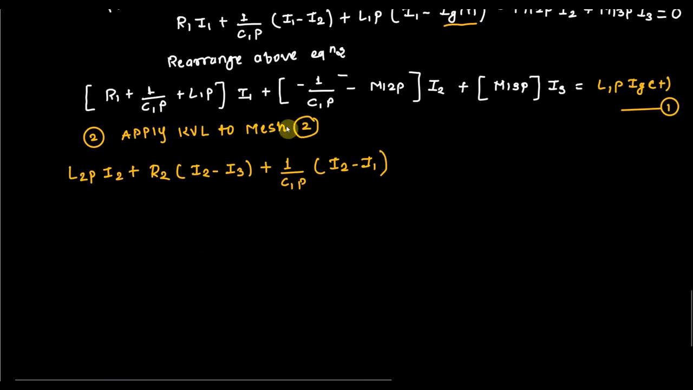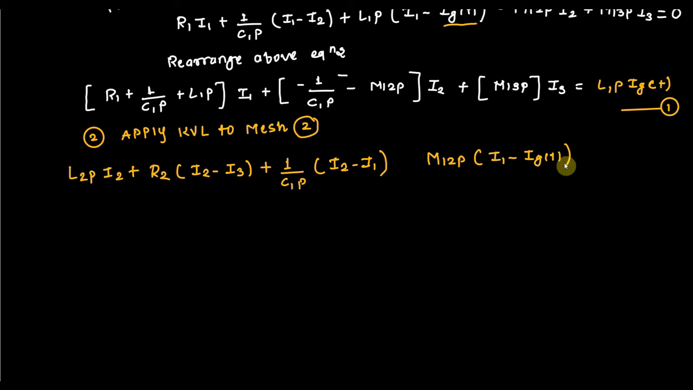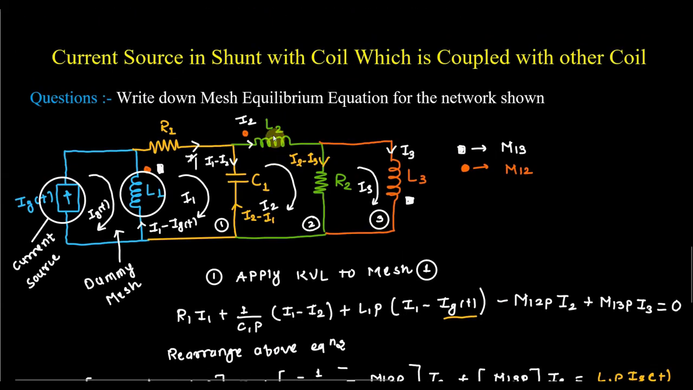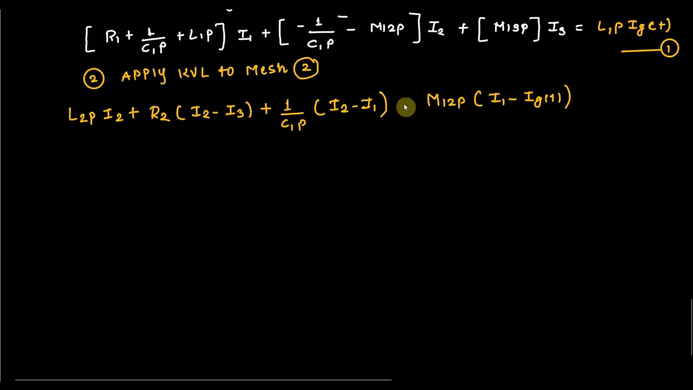Okay. So the value will become M12P into I1 minus Ig of t, because we have to take the current of the mutually coupled coil. Okay. So because L2 is coupled with L1, we have written the magnitude from L2, and from L1 we have written the current. Now see the direction, whether it is positive or negative. So you can see that this current is entering towards the coil. Okay. Because dot is at this point, and this current is leaving from this dot. So one current is entering, another current is leaving. So definitely this value is minus.